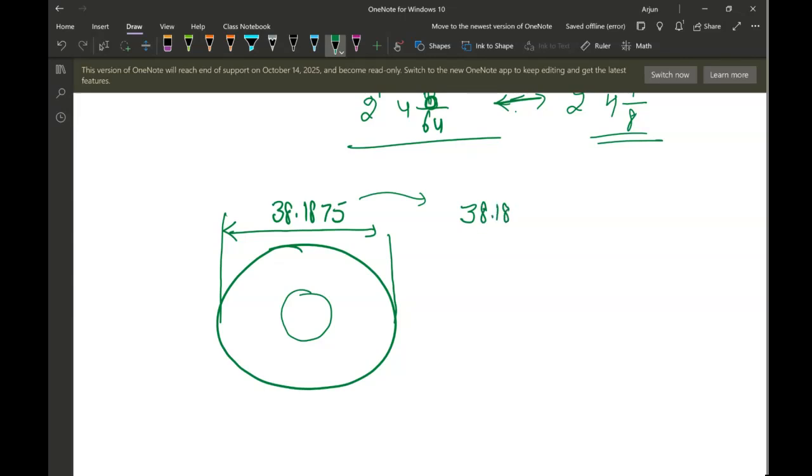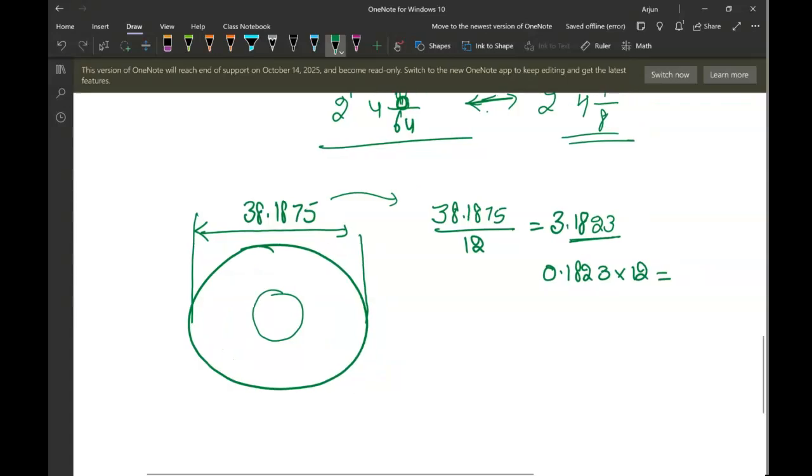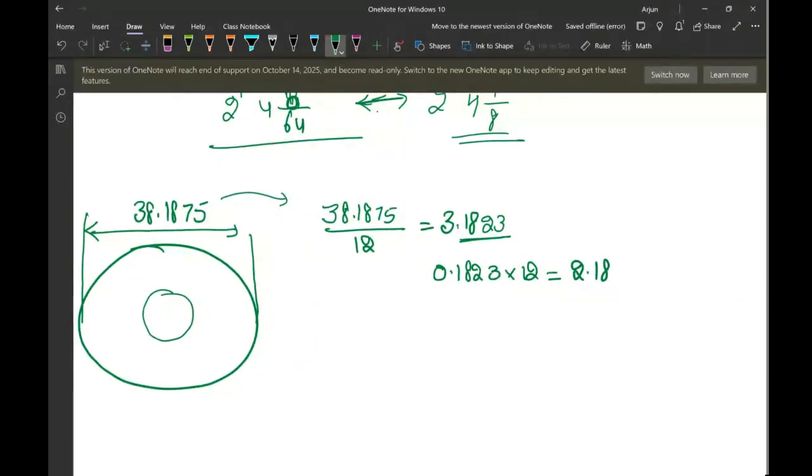So 38.1875 divided by 12 is going to give me 3.1823. I'm rounding it to 4 decimal places. And then I will take this portion, 0.1823, and multiply it by 12. That's going to give me 2.1876.